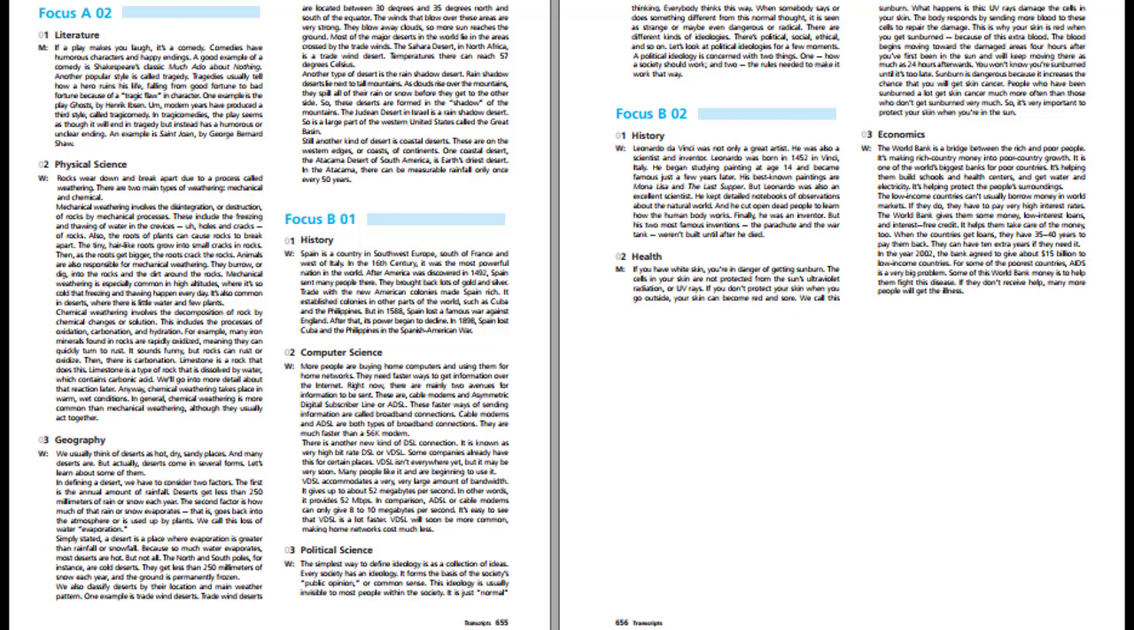Another popular style is called tragedy. Tragedies usually tell how a hero ruins his life, falling from good fortune to bad fortune because of a tragic flaw in character. One example is the play Ghosts by Henrik Ibsen. Modern years have produced a third style called tragicomedy. In tragicomedies, the play seems as though it will end in tragedy, but instead has a humorous or unclear ending. An example is St. Joan by George Bernard Shaw.